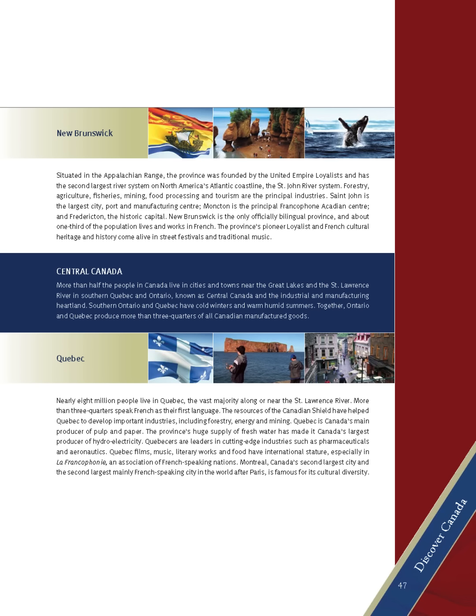Quebec films, music, literary works, and food have international stature, especially in La Francophonie, an association of French-speaking nations. Montreal, Canada's second-largest city and the second-largest mainly French-speaking city in the world after Paris, is famous for its cultural diversity.